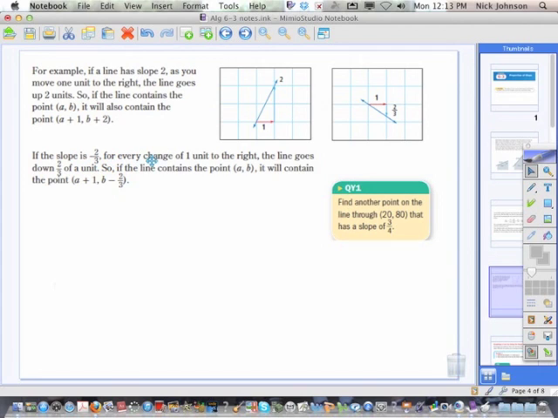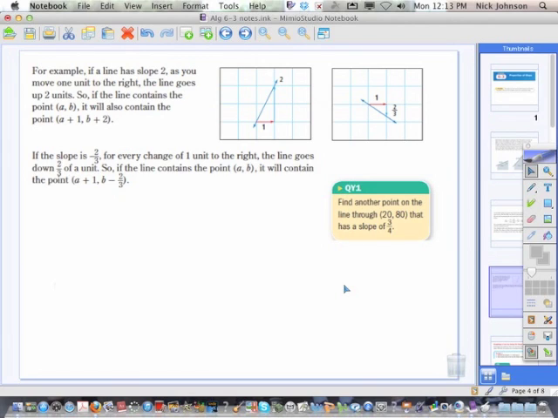If the slope is negative 2/3, for every change of 1 unit to the right, the line goes down 2/3 of a unit. So if the line contains the point (A, B), it will contain the point (A + 1, B - 2/3). So you move 1 unit to the right, but down 2/3 of a unit. Negative means go down. Positive means go up.